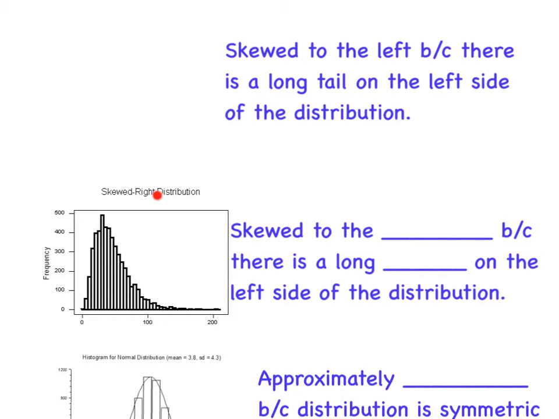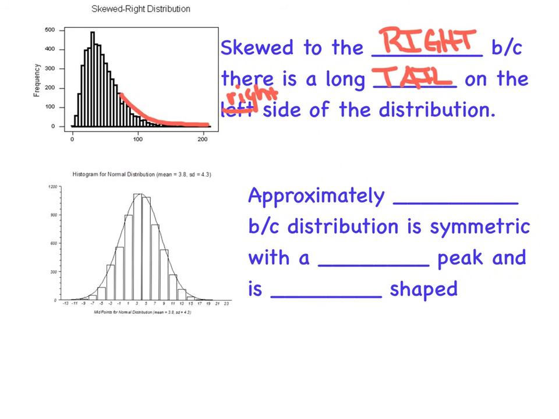Or the opposite of that would be skewed right. And so it's skewed to the right because of what? There's a long tail on the, whoops, that's a typo right there. That should say on the right side of the graph. So right along here is that long tail we're seeing. So we've got skewed left, we've got skewed right, and then we'll compare that to the one that we spent all of our time on so far.